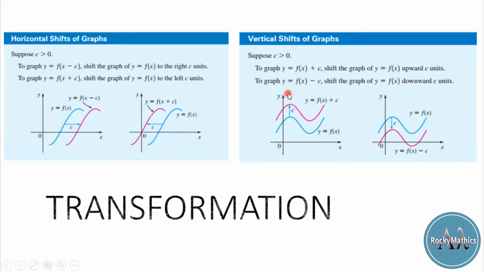Next rule, the graph of y = f(x) - c. This is opposite to this one. All we have to do is to shift the graph of y = f(x) downward c units. So for example, in this diagram here, suppose this is the graph of y = f(x), and we want to know the graph of f(x) - c. All we have to do is to shift this graph downward c units.